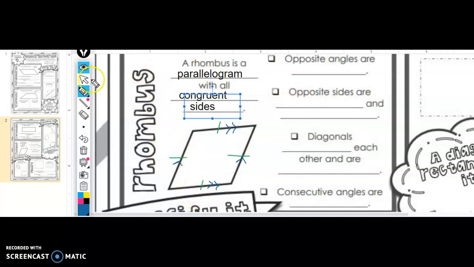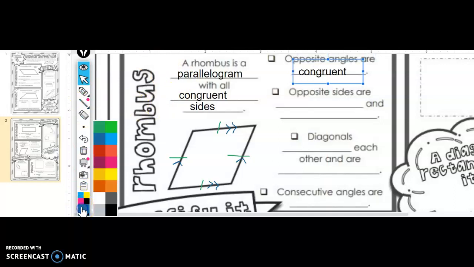Okay. So coming back, we have opposite angles. Those are going to be congruent. So when I mark those on my diagram, that acute angle is going to be congruent to that acute angle. And this obtuse angle is going to be congruent to this obtuse angle.